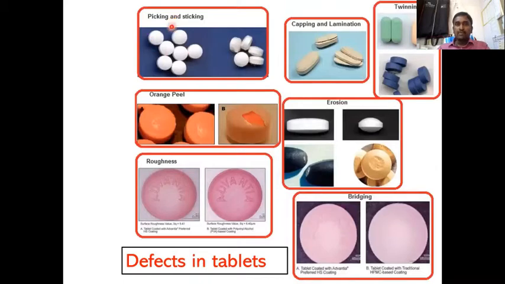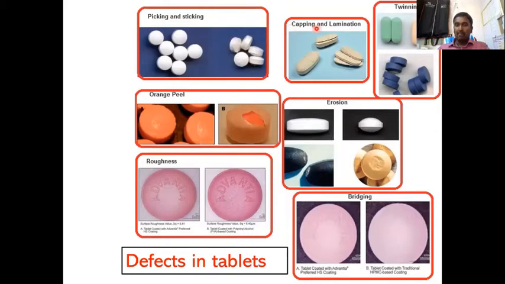That means if you are using an excess of binder, the tablets will stick to each other. You can see there is no smoothness on the surface because they adhere to each other and this leads to the removal of some material from each and every tablet. So that is called picking and sticking.